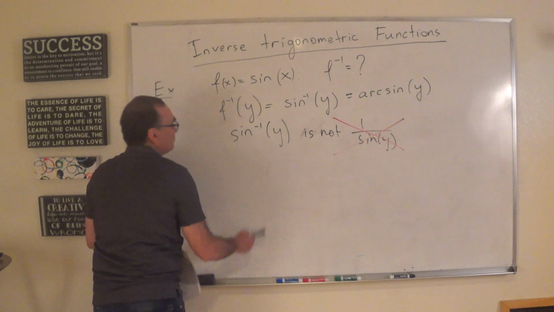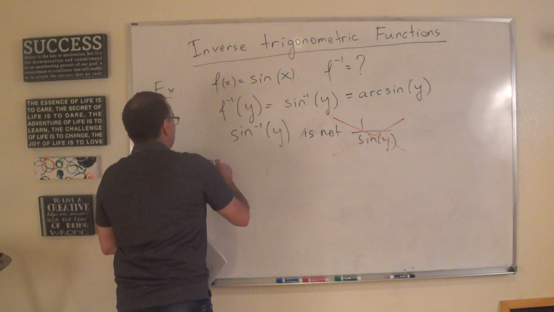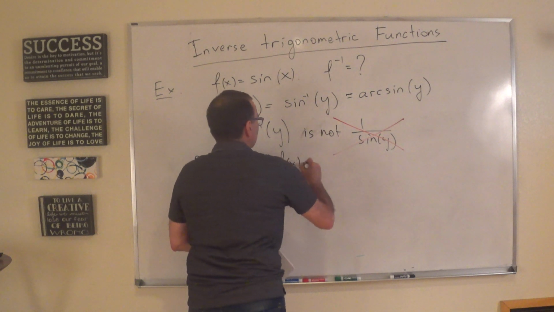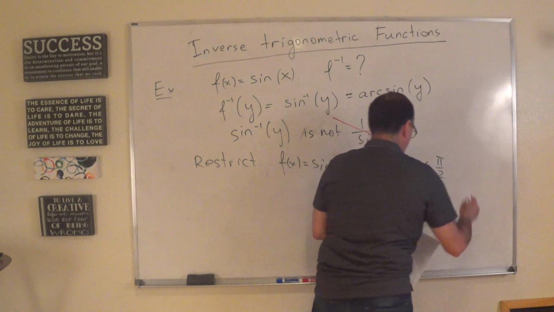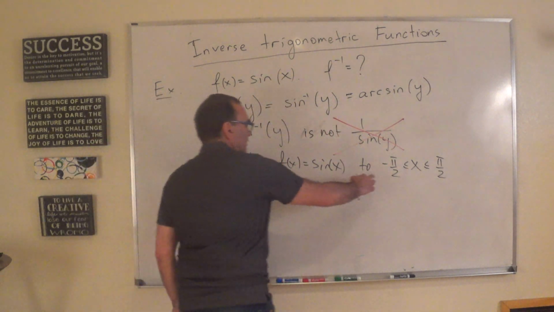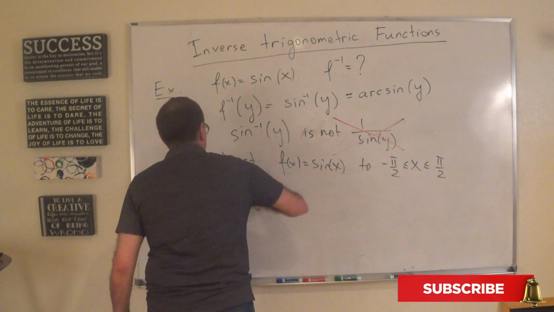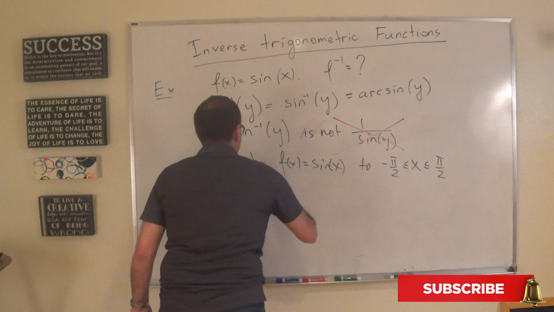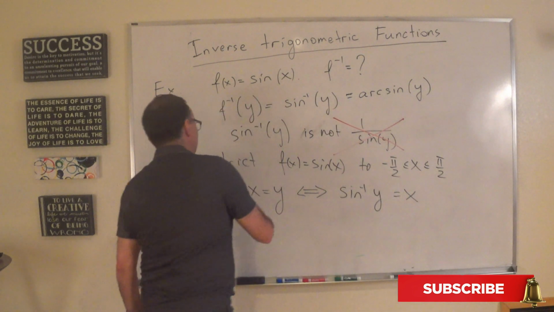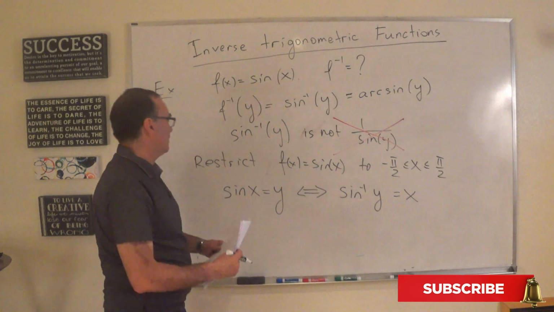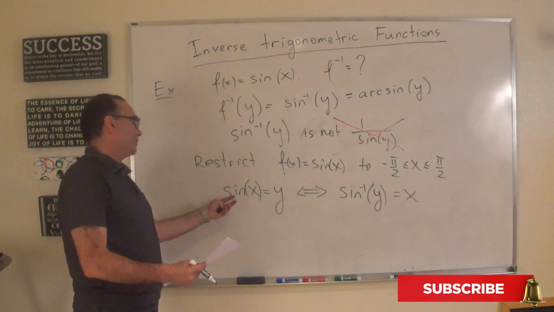And this inverse function only exists for certain x values. It's like with the function x squared, we will restrict the function f of x is sine x to x being only between negative pi over 2 and pi over 2. And now with this restriction, here is the definition of the inverse sine function. So sine of x equals y if and only if sine inverse of y equals x. And what it means is that inverse sine is undoing the operation of sine. Like sine takes x into y, and sine inverse takes y into x. So it is undoing the operation done by sine.